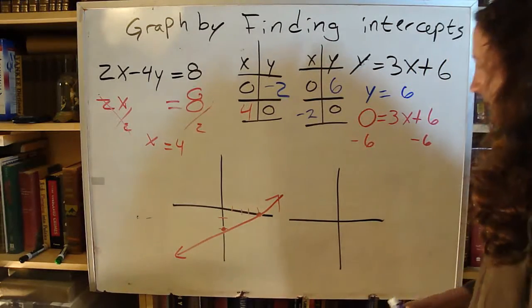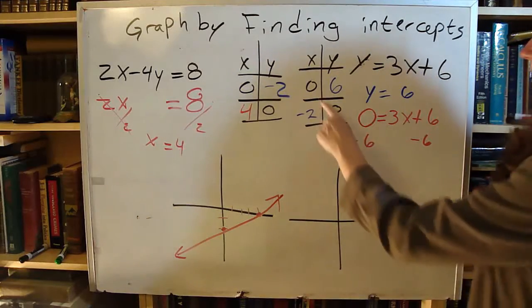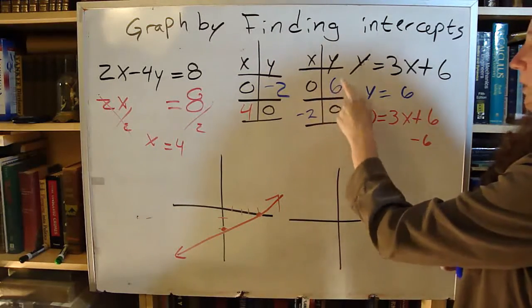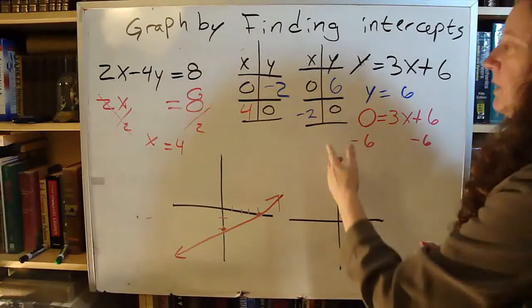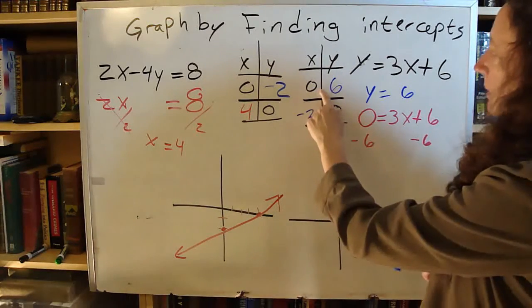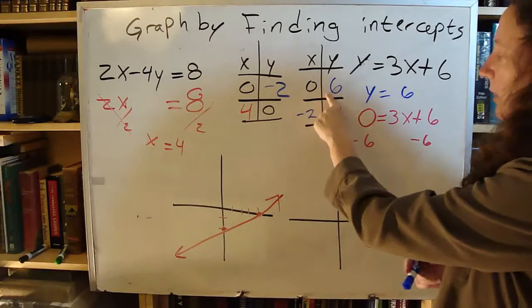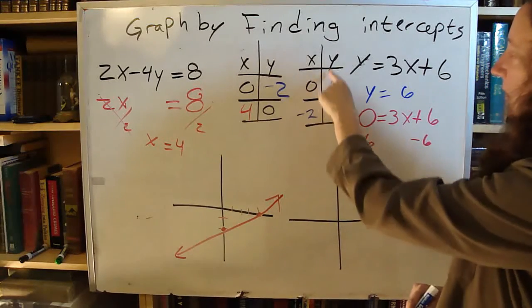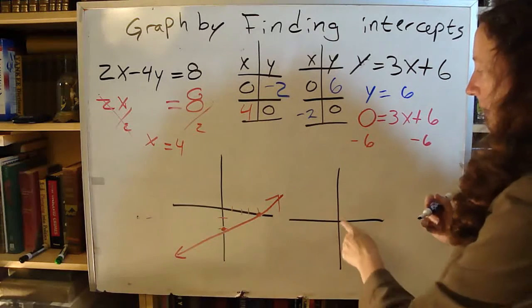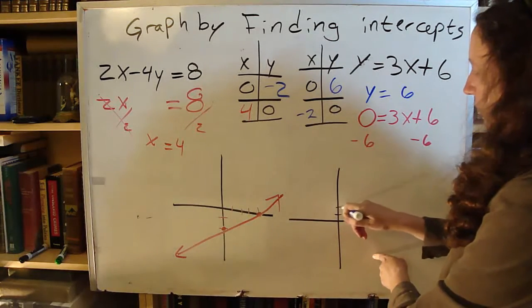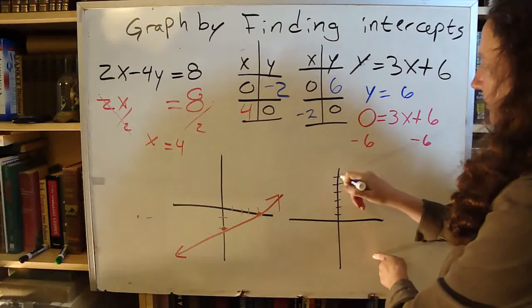Now I need to graph this. 0, 6. Okay, so I'm doing this by finding my intercepts. I have 0 for one of them, I have 0 for the other. I have my intercepts. So I know these are going to be on the axis, whichever axis. Here, y equals 6. Saves me a little time. Count up to 6. 1, 2, 3, 4, 5, 6. Put my dot.